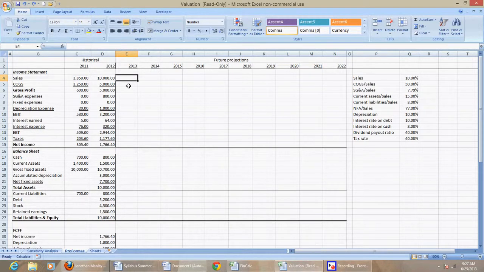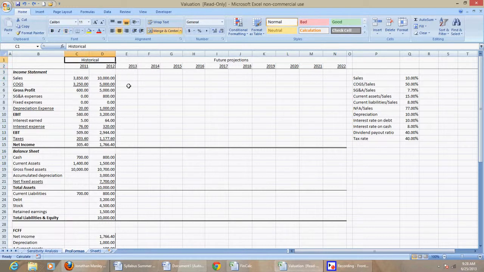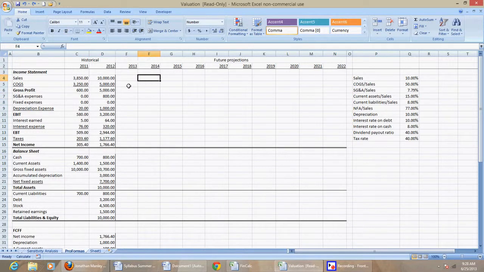Alright, we're going to calculate the proformas, and using the proformas we'll do free cash flow to firm and then find the value of the firm. And just to be clear, I've added 2011, 2012 for historical. So in that case, I can just type the numbers in because that's history, that's not going to change. And 2013 forward are going to be my projections.